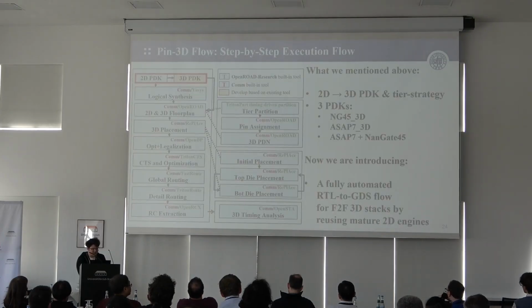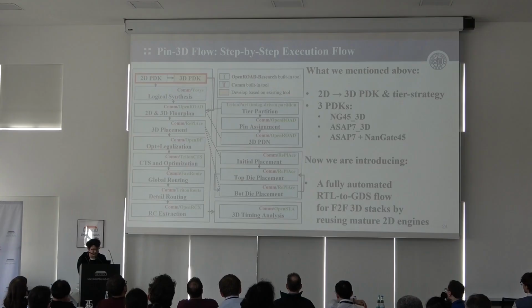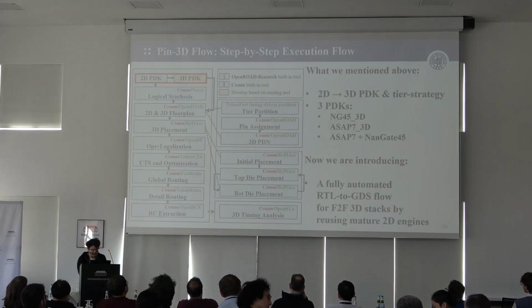So far, I have shown how we build 3D PDKs from 2D technology data and how we support tier-by-tier optimization. With the framework, we release three PDKs: NanGate45 3D, ASAP7 3D, and heterogeneous ASAP7 plus NanGate45.